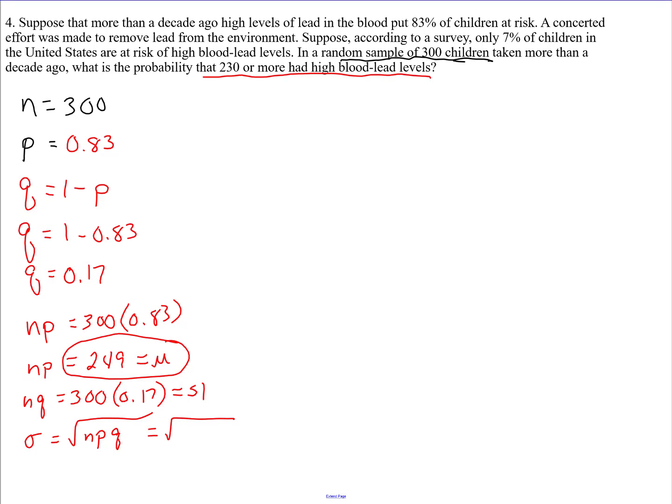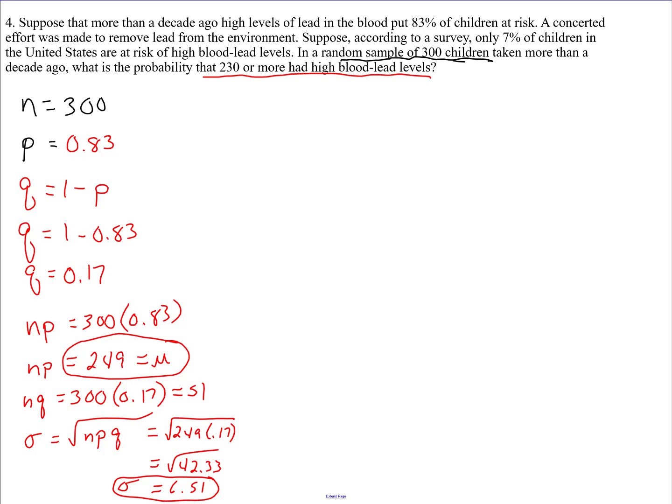So that's going to be the square root of n times p, which we already know is 249. So 249 times 0.17. So that gives us the square root of 42.33. So our standard deviation then is 6.51. All right, so we've got mean, we've got standard deviation. We know we can do continuity correction.